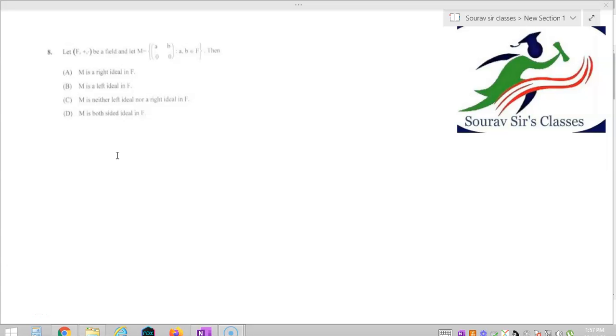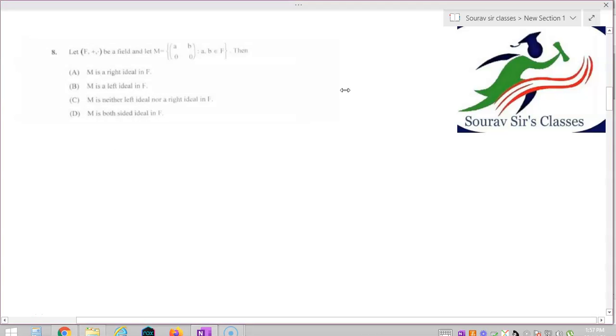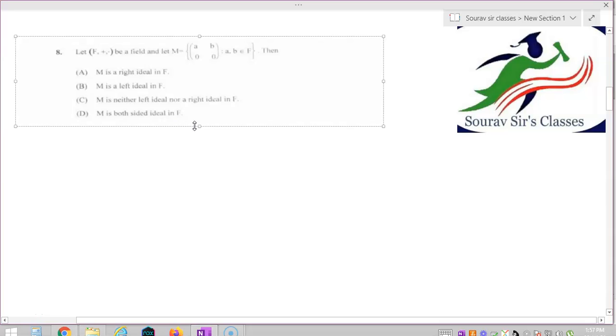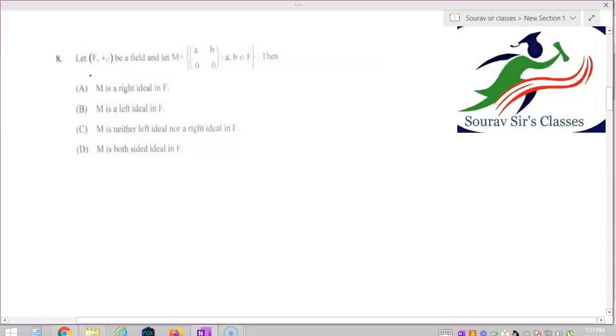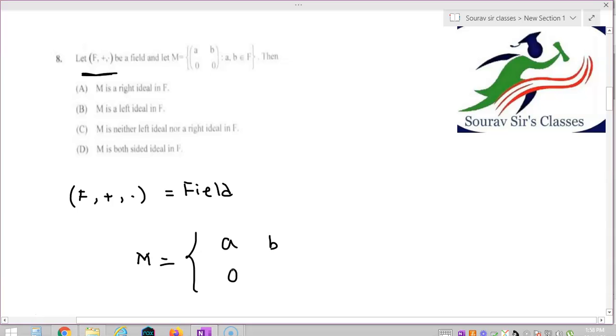Let us solve question number 8, which says that (F, +, ·) is a field. Here (F, +, ·) is a field, and consider a set M equal to all such 4 cross 4 matrices of the form [A, B; 0, 0], such that A, B belong to F.